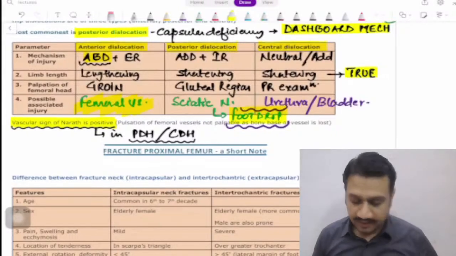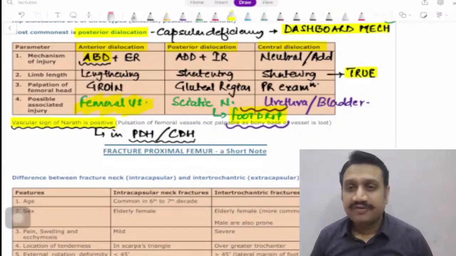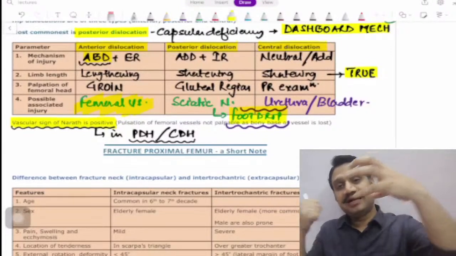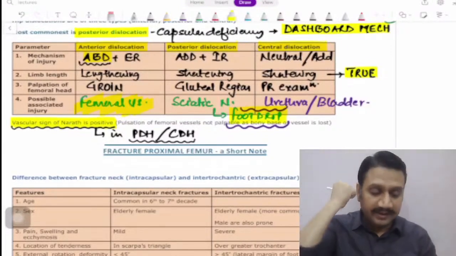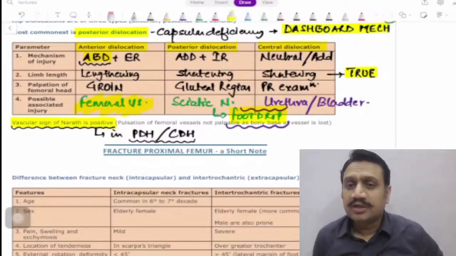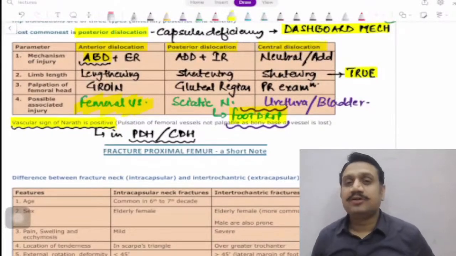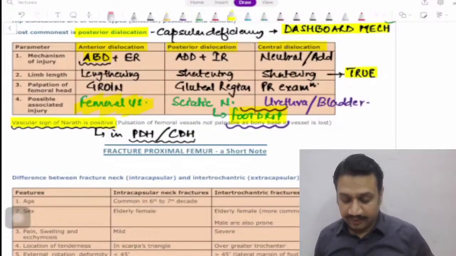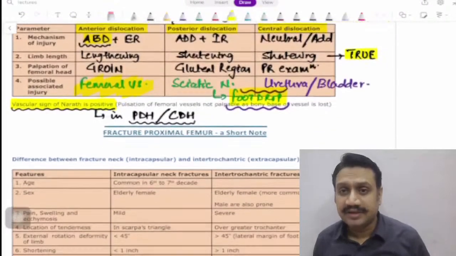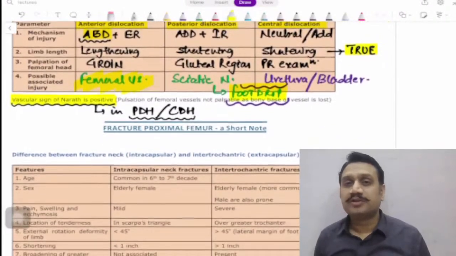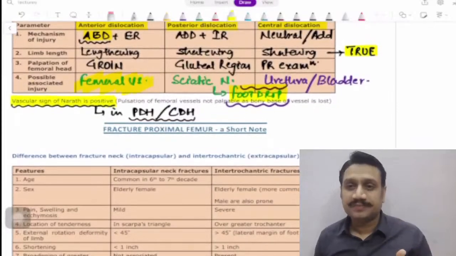So now the central fracture dislocation, it perforates the acetabulum and goes into the pelvic cavity, right? That creates a shortening for sure. Okay, and the head can only be examined on per-rectal examination, right? Two most important topics from here: the proximal femur, the neck of femur, and the dislocations, right?